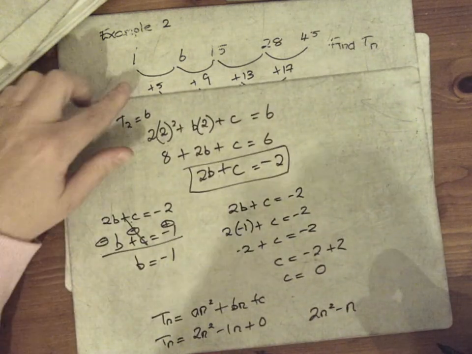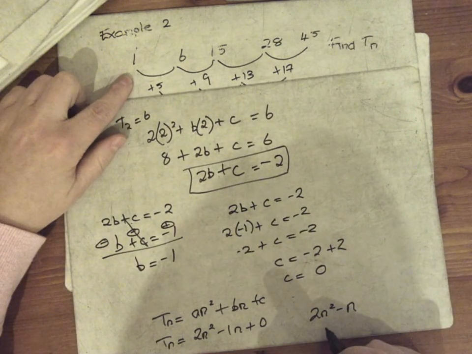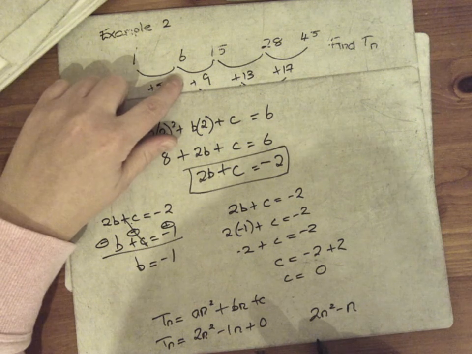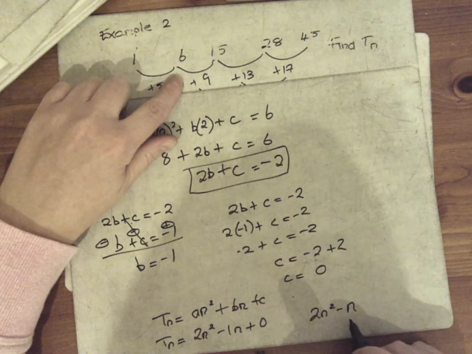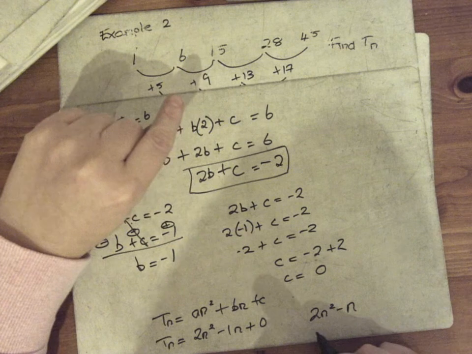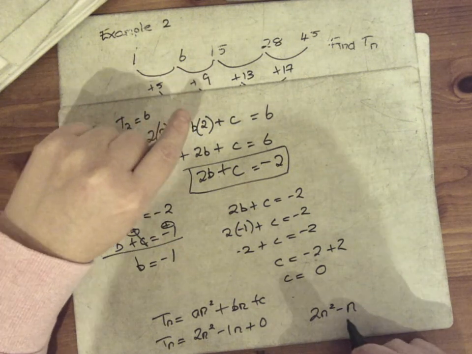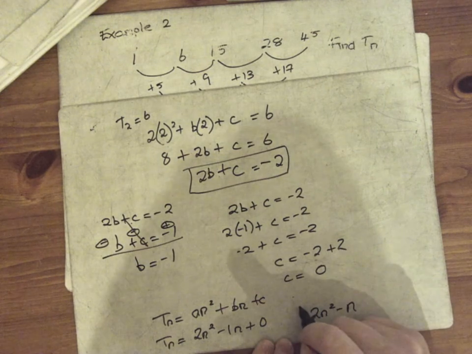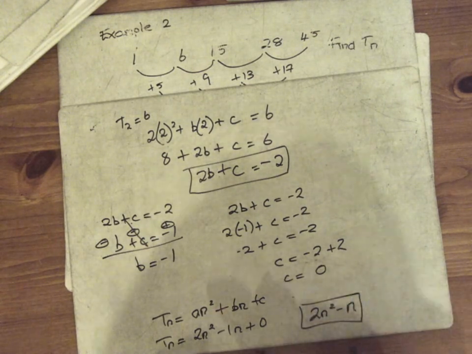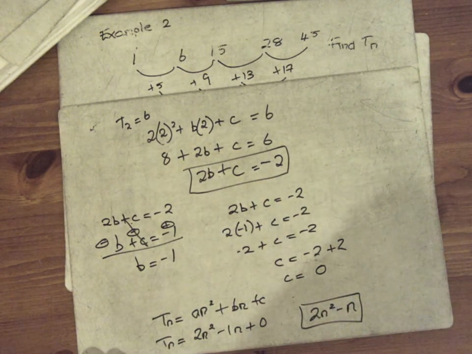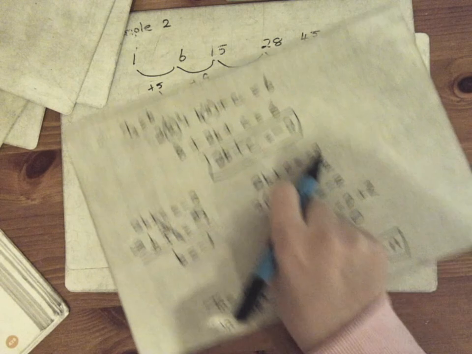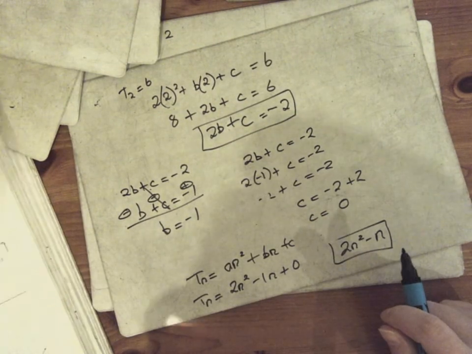So if I wanted to get term number 1, it's 2 times 1 squared minus 1, which turns out to be 1. Term number 2, 2 times 2 squared minus 2, which works out to be 6. Then it's 2 times 3 squared minus 3, which is 15, and so on. So that's what the Tn rule tells you. So you might have to watch them a couple of times, girls, to get the idea of them. That's why I did a video.